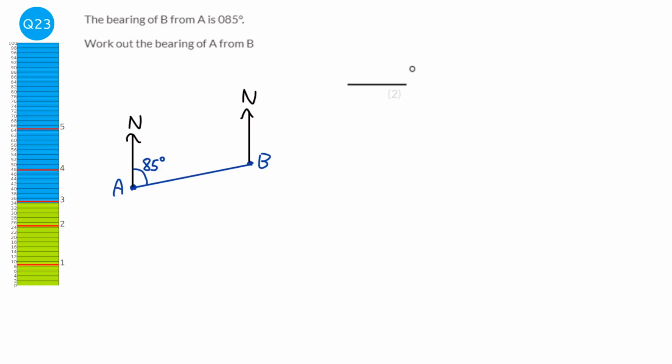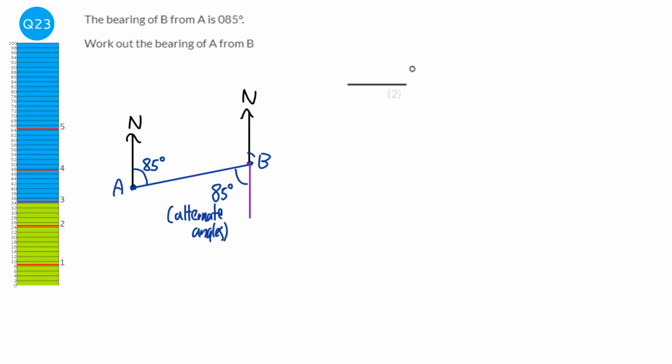So now it says work out the bearing of A from B. So the first thing we can do is draw a line going down here, and we know that this angle here will also be 85 degrees because of alternate angles. It's always best to write that down somewhere, so we can just put in brackets here: alternate angles.